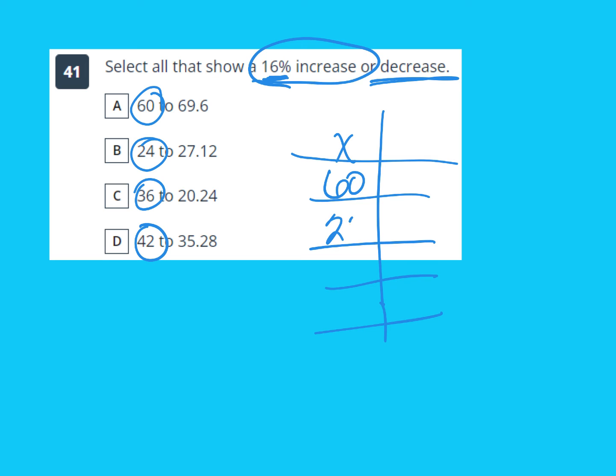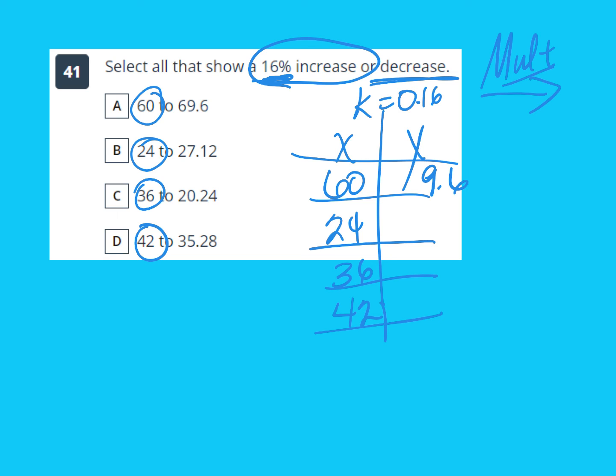60, 24, 36, and 42. I'm going to make 16% as my k. I'm going to try and figure out what y is every single time. I'm going from left to right. It means I multiply, right? So I'm simply going to multiply each one of these. So 60 times 0.16 equals 9.6.